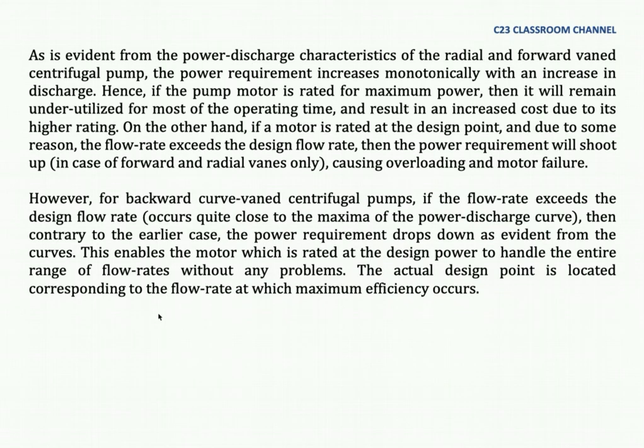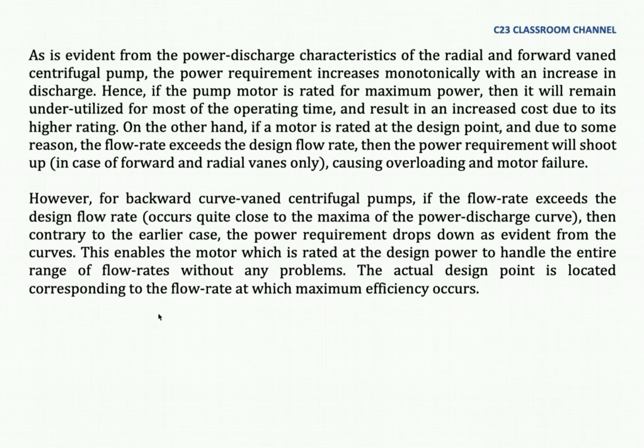As is evident from the power-discharge characteristic of the radial and forward vane centrifugal pump, the power requirement increases monotonically with an increase in discharge. Hence, if the pump motor is rated for maximum power, then it will remain underutilized for most of the operating time and result in an increased cost due to its higher rating. On the other hand, if a motor is rated at the design point and due to some reason the flow rate exceeds the design flow rate, then the power requirement will shoot up in the case of forward and radial vanes only, causing overloading and motor failure.